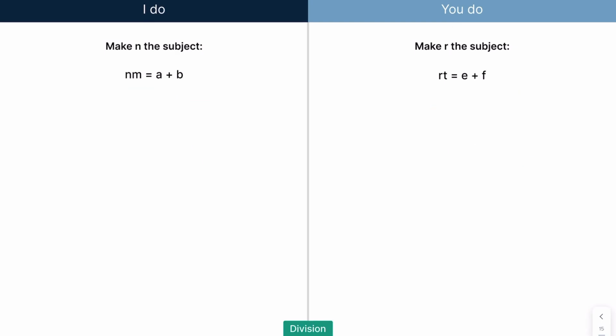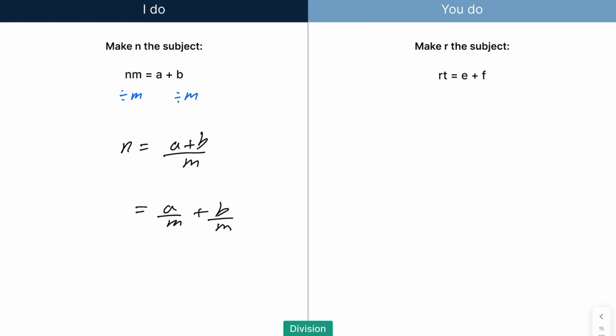So moving on, we've been asked to make n the subject. N is currently being multiplied by m, so we want to do the opposite of that to get rid of it. So the opposite of multiply is divide each side by m, and the answer here becomes n is equal to a plus b over m. Notice that you can also write this like this. Okay, they're both the exact same.